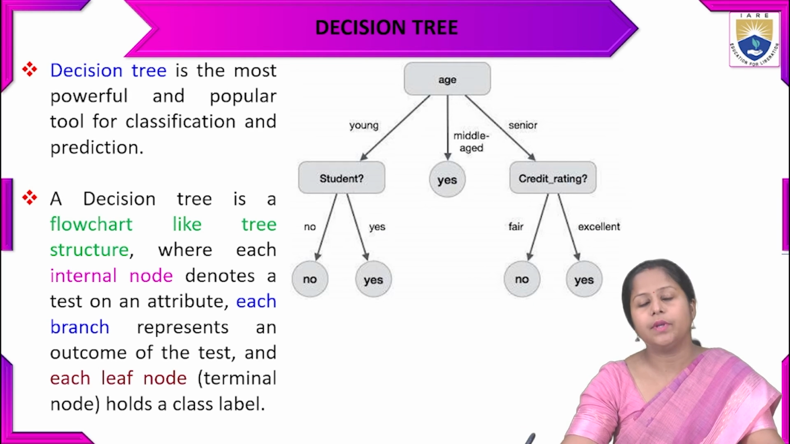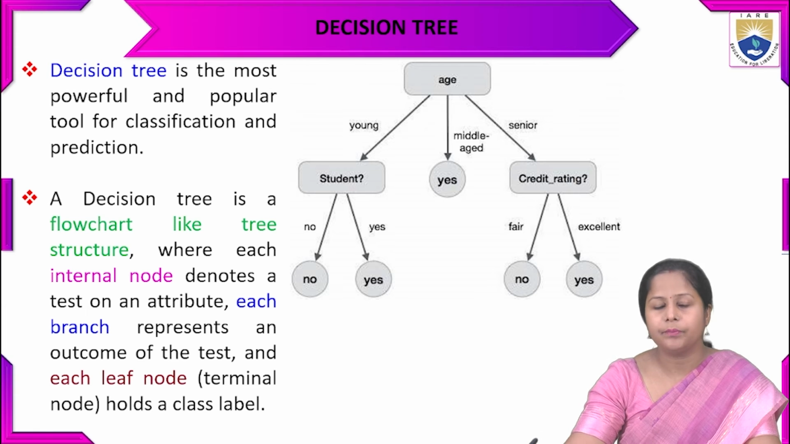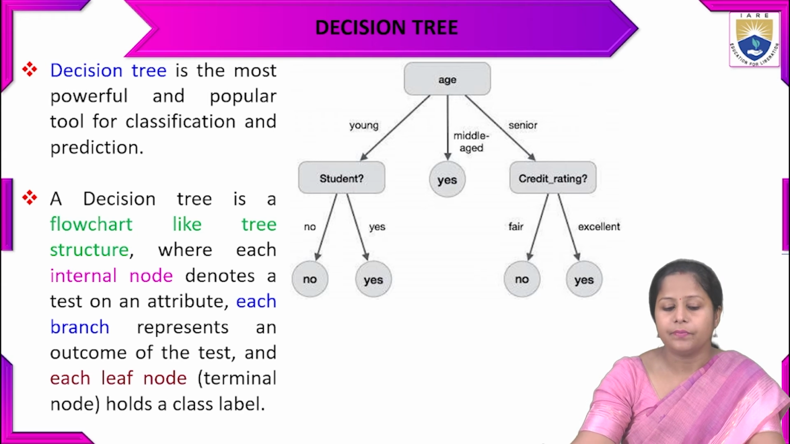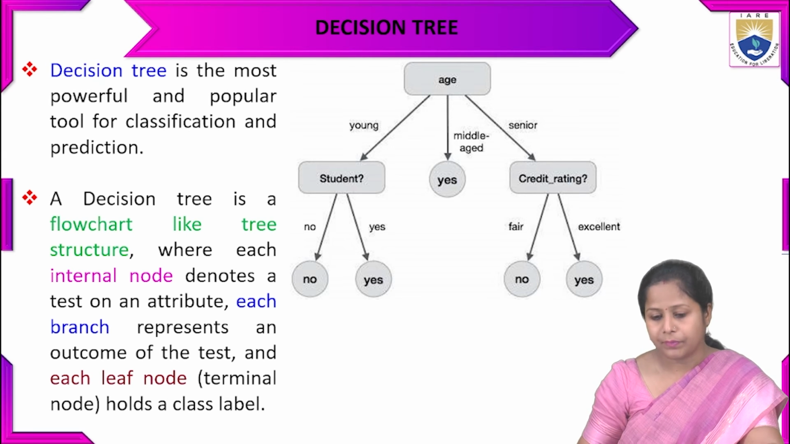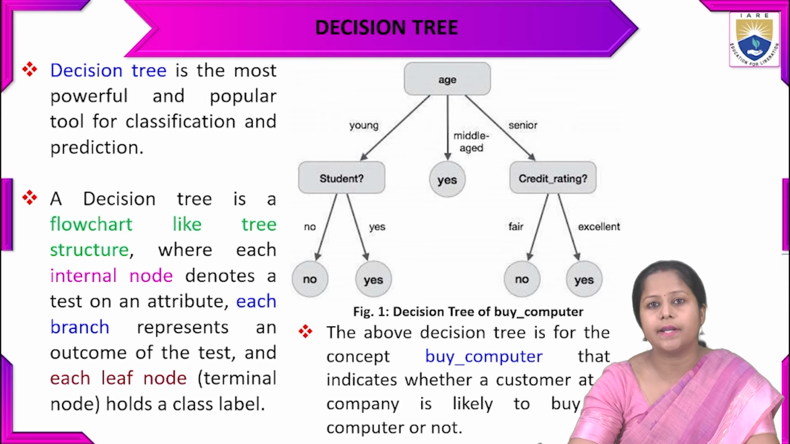Decision tree. So we are going to cover the decision tree here. A decision tree is the most powerful and popular tool for classification and prediction. It has a tree-like structure, right? In this figure, on the right-hand side, we can see the structure like a tree.